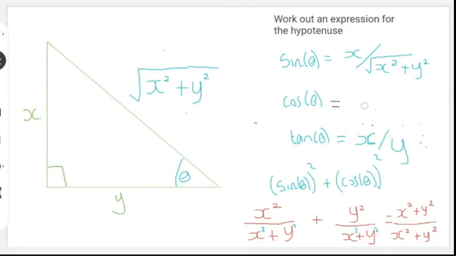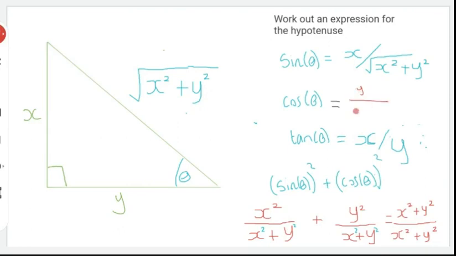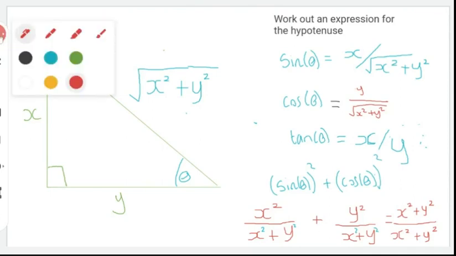Y over square root of x squared plus y squared. Perfect, yeah, because it's adjacent over hypotenuse. So y over the square root of x squared plus y squared. And to the person that wrote that sine of theta squared plus cos squared theta is x squared plus y squared over x squared plus y squared, what's that the same thing as? Oh, so I was going to ask, is it just one? Yeah, yes, we got it. It's the same thing as just one.